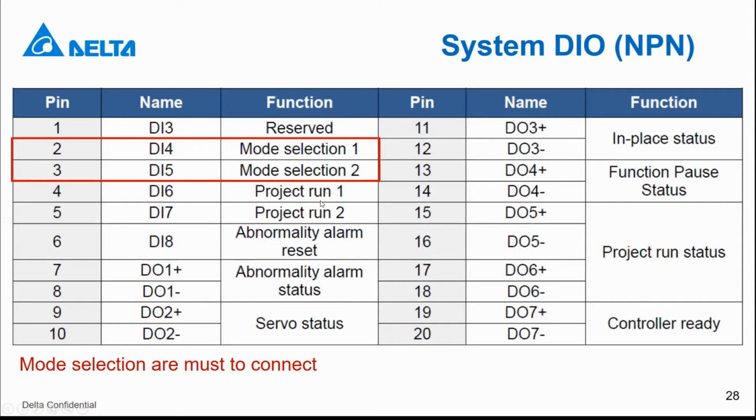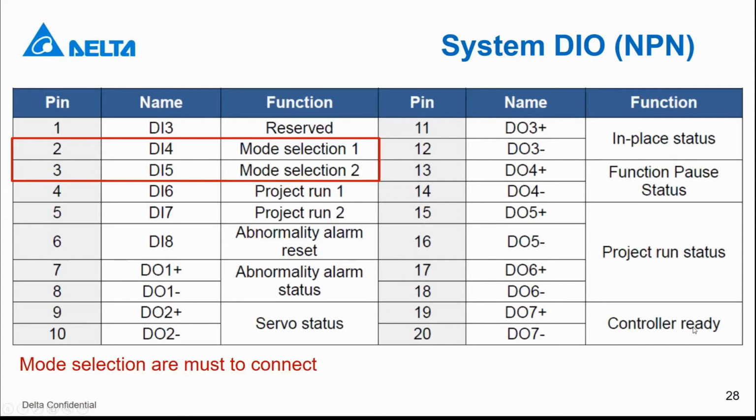And for others, you can control the project state, like run project or stop project. And also you can reset the alarm of the robot from the digital inputs. And for the outputs, you can get the state of the robot, like abnormal alarm state and several other states. Also in place means the robot has reached the position. And also functional pause state: if the robot safety has been triggered, then this will be on. And also project states, whether it's now running or stopped.